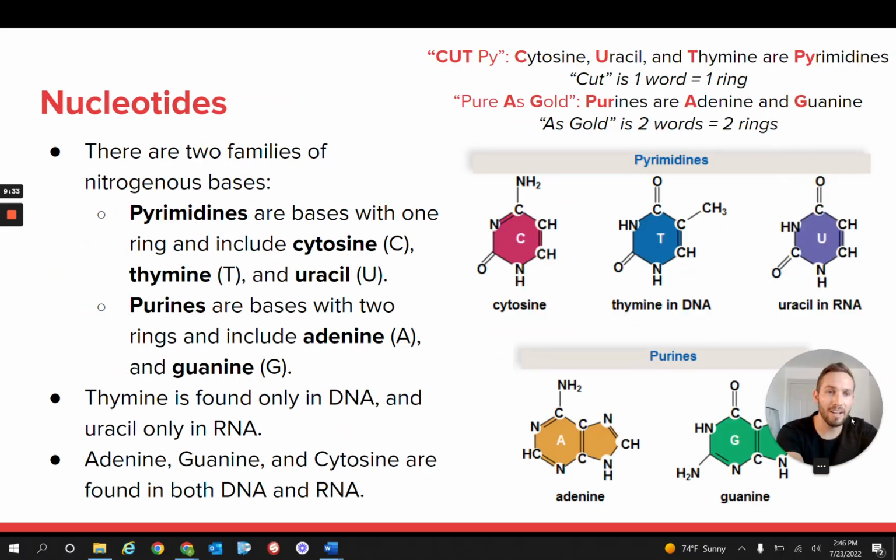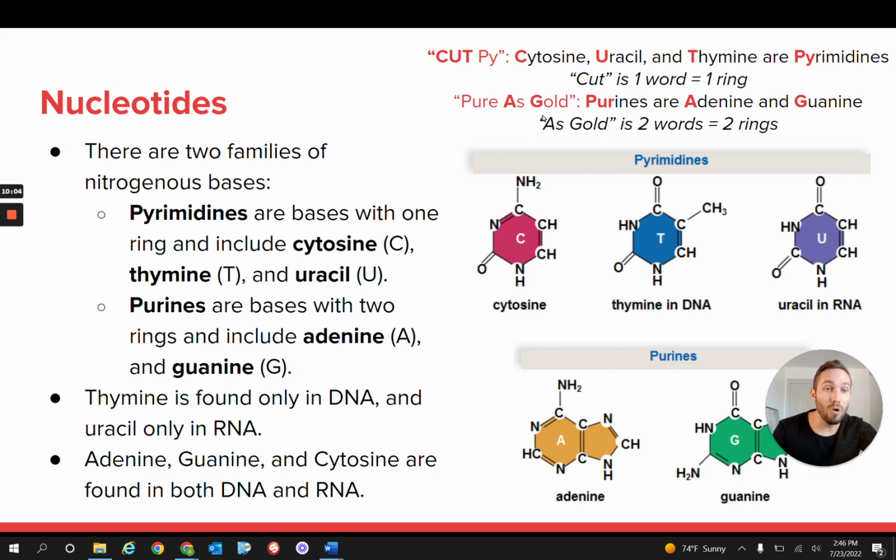There is a mnemonic device to help you memorize this, because you do technically need to know which ones are which. The mnemonic device that I use, which if you want to come up with your own, feel free, but I remember it as "cut pi and pure as gold." So you would cut the pi, if you had a pi. Cut stands for cytosine, uracil, and thymine, and pi stands for pyrimidines. Those are the pyrimidines. And cut is 1 word, so that has 1 ring. That's how I remember it.